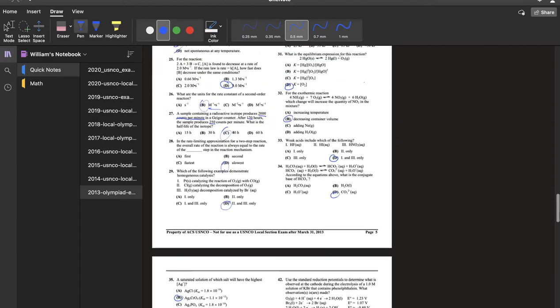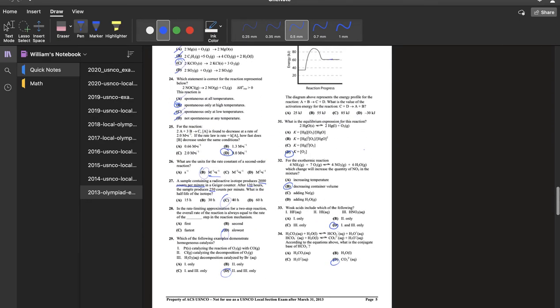So we're continuing the series today, 2013 USNCO Locals 31 through 40. So starting with 31, we have to write an equilibrium expression. Capital K is the equilibrium constant, and we're writing an equilibrium expression, which is a quotient, right? So we have the activities of the products over the activities of the reactants, and the activity is kind of a complex topic to examine fully.